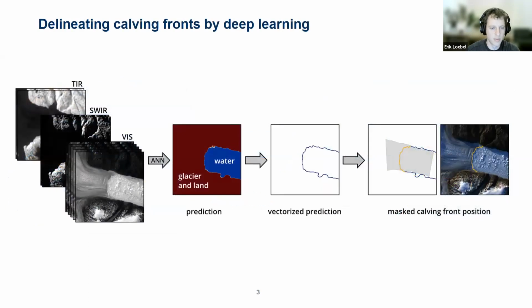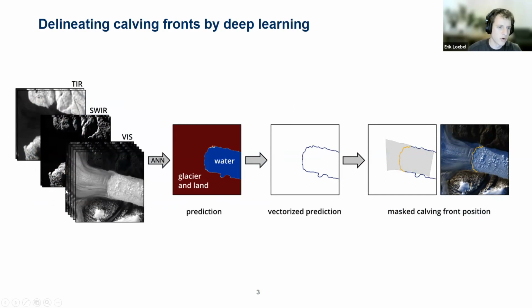This is a very broad overview of our processing workflow. We have our input information, our satellite data, here on the left, and our calving front position we want from this satellite image, here on the right. In this talk, I'm going to mainly focus on the results and the glaciological implications of these results, but I still want to provide some important points on the method here.